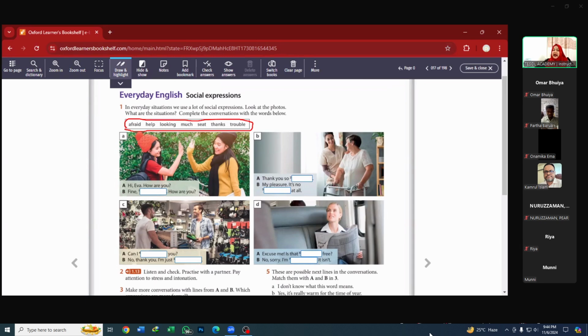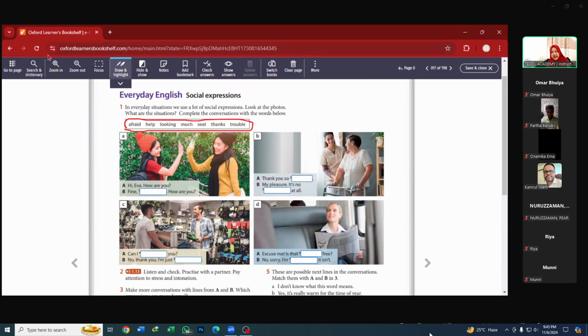So A says, "Hi Eva, how are you?" B says, "Fine, dash. How are you?" In picture B, A says, "Thank you so dash." B says, "My pleasure, it's no dash at all." In picture C, A says, A is the salesperson. So he's saying, "Can I dash you?" And the customer, who is B, he says, "No, thank you.